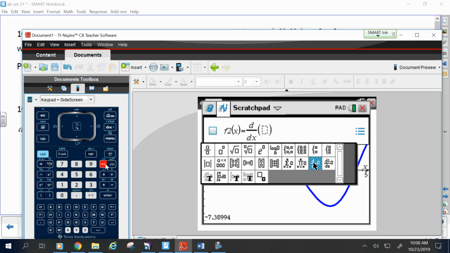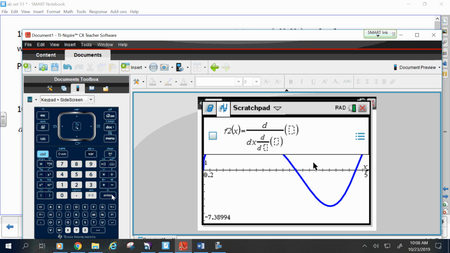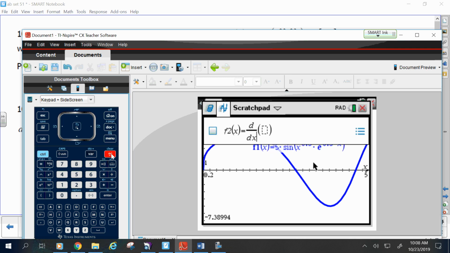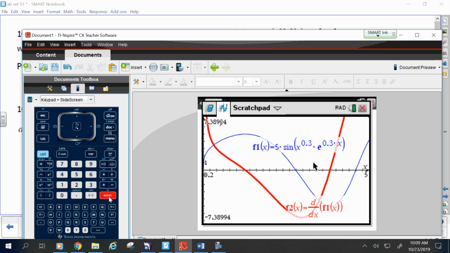Where are you going? Oh, okay. Should I just take your word for it? No. Okay. So it's right there. You follow? Okay. Oh, I just took a second. That's not good. Okay, you with me? Now, what are we going to take the derivative of? F1 of x. Okay, that's cool.